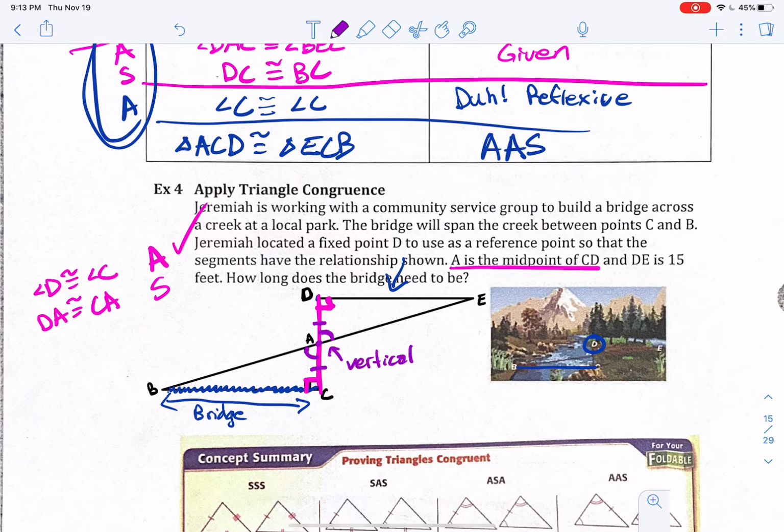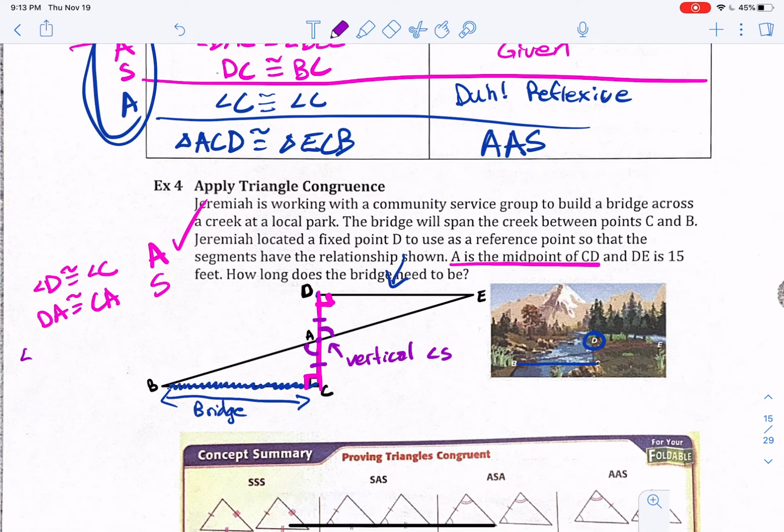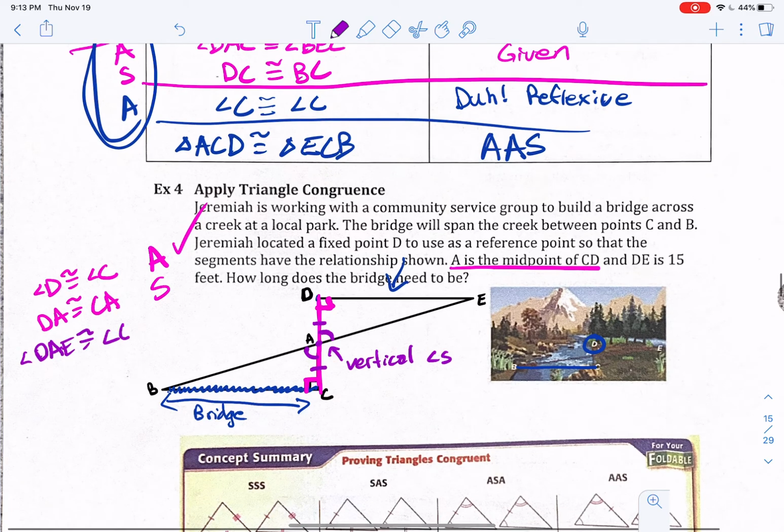Vertical angles. So I have angle, and we can't just call it angle A, so let's call it angle DAE, and let's call the bottom one angle CAB. Okay, and that gives me my other angle. So then we have to decide what order these are going in. It might be angle, side, angle. Maybe it's angle, angle, side. We don't know for sure. Let's look at the diagram.